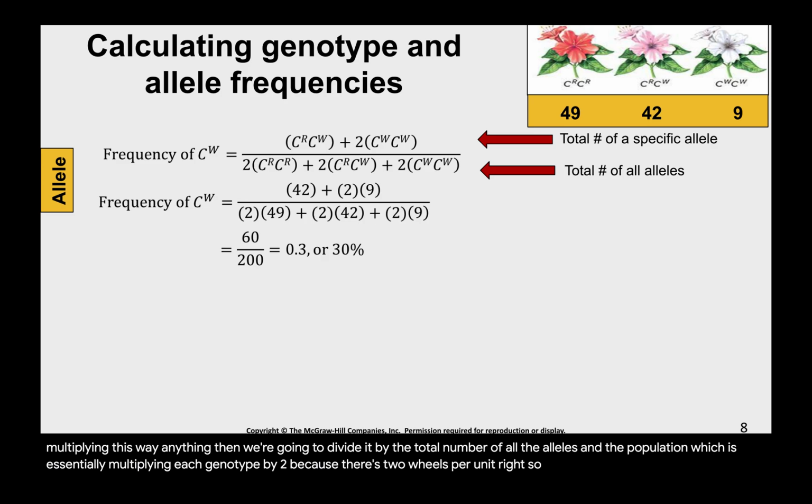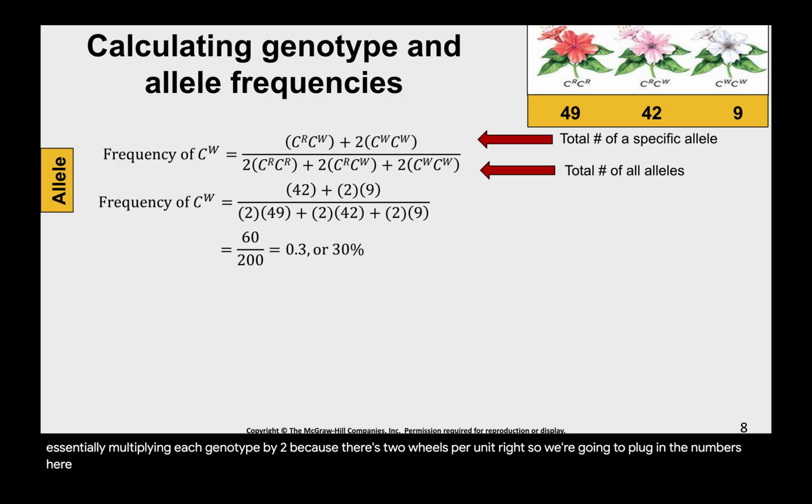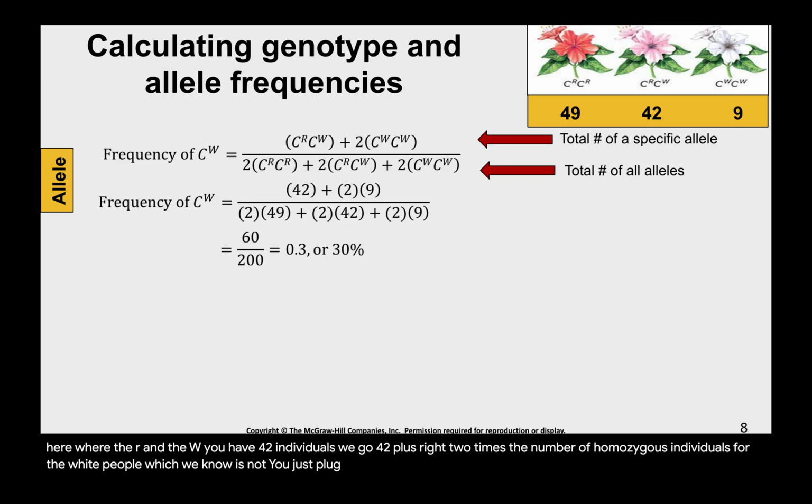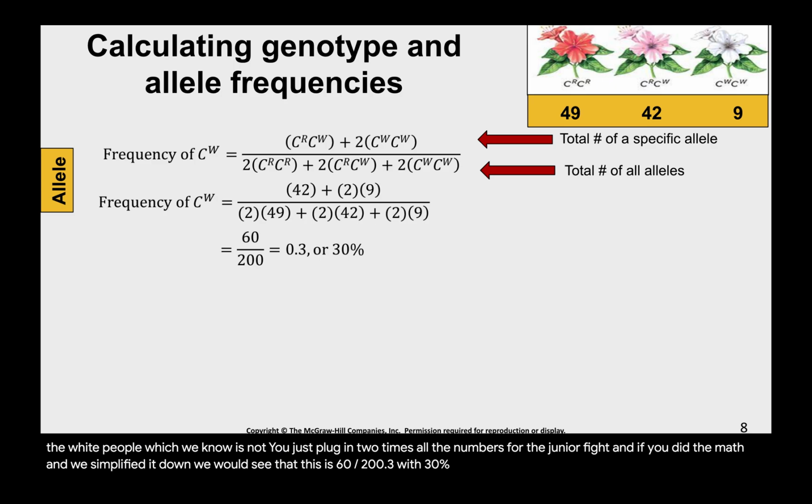So if we were to plug in the numbers here, for the R and the W, we have 42 individuals. So we go 42 plus 2 times the number of homozygous individuals for the white allele, which we know is 9. For the bottom equation, we would just plug in 2 times all the numbers for the genotypes. If we did the math and simplified it down, we would see that this is 60 divided by 200, which is 0.3, or 30%. So the frequency of white alleles in this population is 30%.